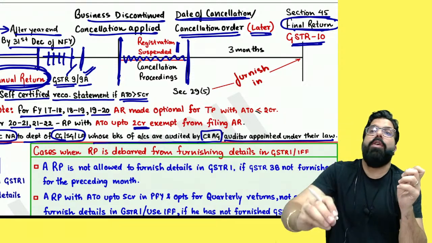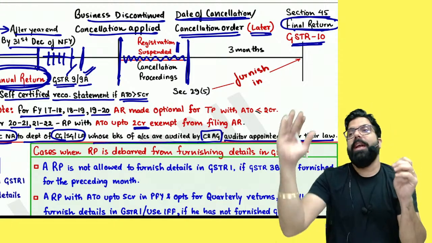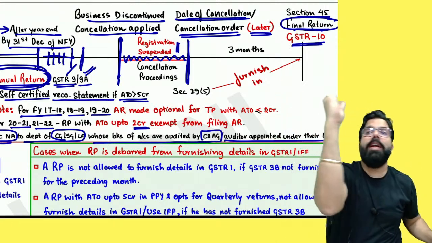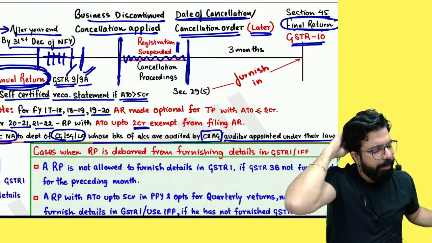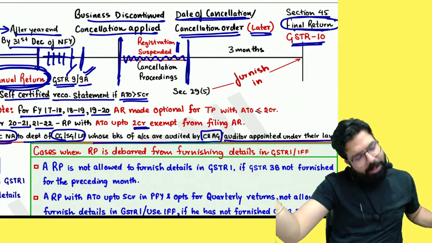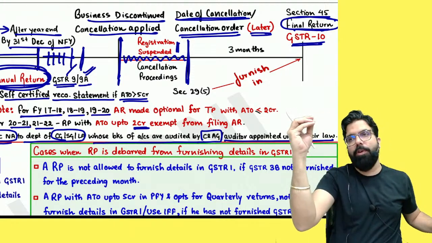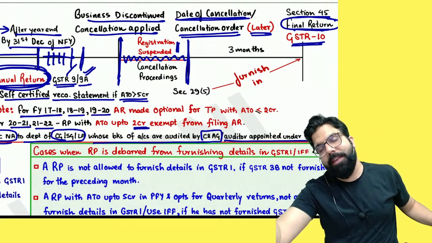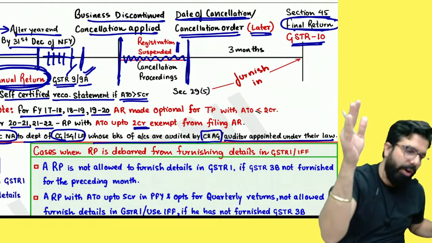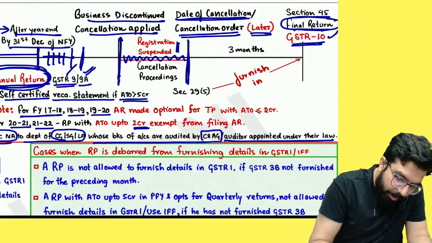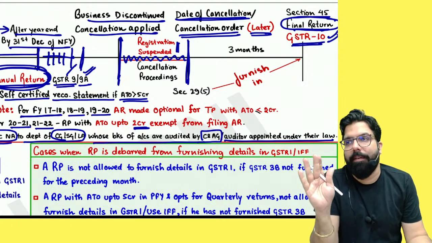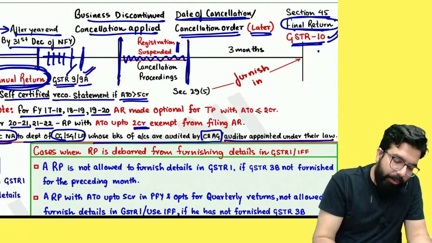Once the registration of a person is cancelled, from the date of cancellation or from the date of cancellation order, within 3 months, you are required to file which return, everyone? Final return, GSTR 10. Are we all clear? Important from exam point of view.